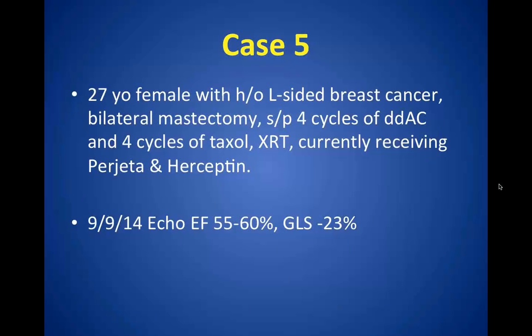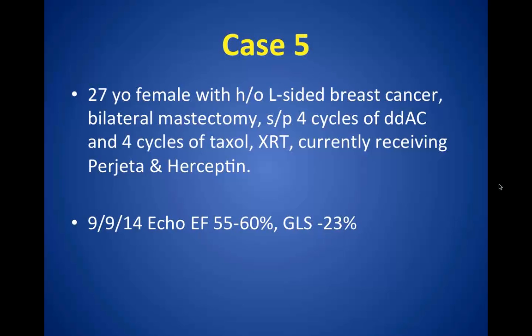Case 5 is our final case. It's that of a 27-year-old woman. She has a history of left-sided breast cancer. She's had bilateral mastectomies, undergone chemotherapy again with anthracycline. She had a special type of chemo treatment given to her. It was dose-dense chemotherapy, in which her chemotherapy was given in 2-week intervals instead of 3-week intervals.